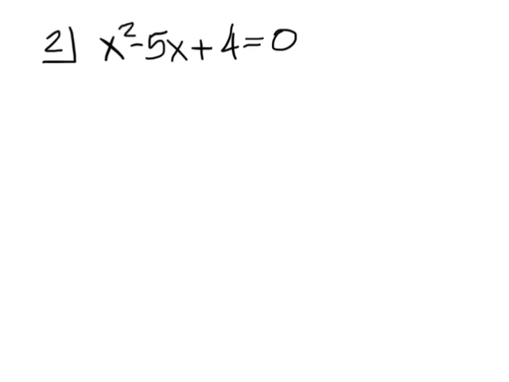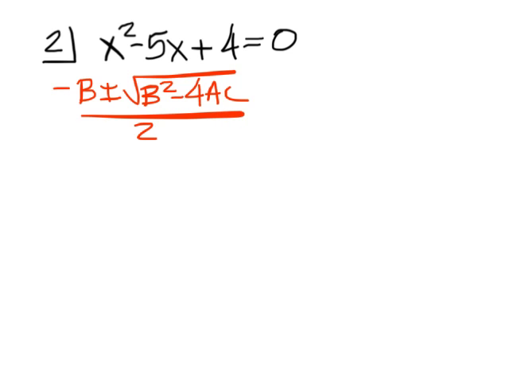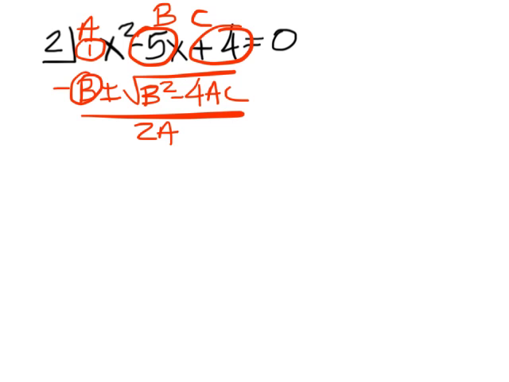Solve this by using the quadratic equation, which is negative b plus or minus the square root of b squared minus 4ac over 2a. This is a. That's a 1 there, even though it's not written. This is b. That's a negative 5. And that's c. It's a positive 4.